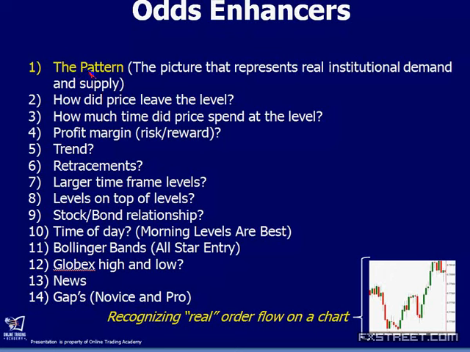First, the pattern. We'll go over that in just a minute. The picture that represents institution, supply, or demand. We'll go over that in just a few minutes. Praveen found a nice one at 742 in the Russell, the TF. And Praveen, if you don't mind, send me that trade. It'd be great to take a look at what you did to make sure you got it.